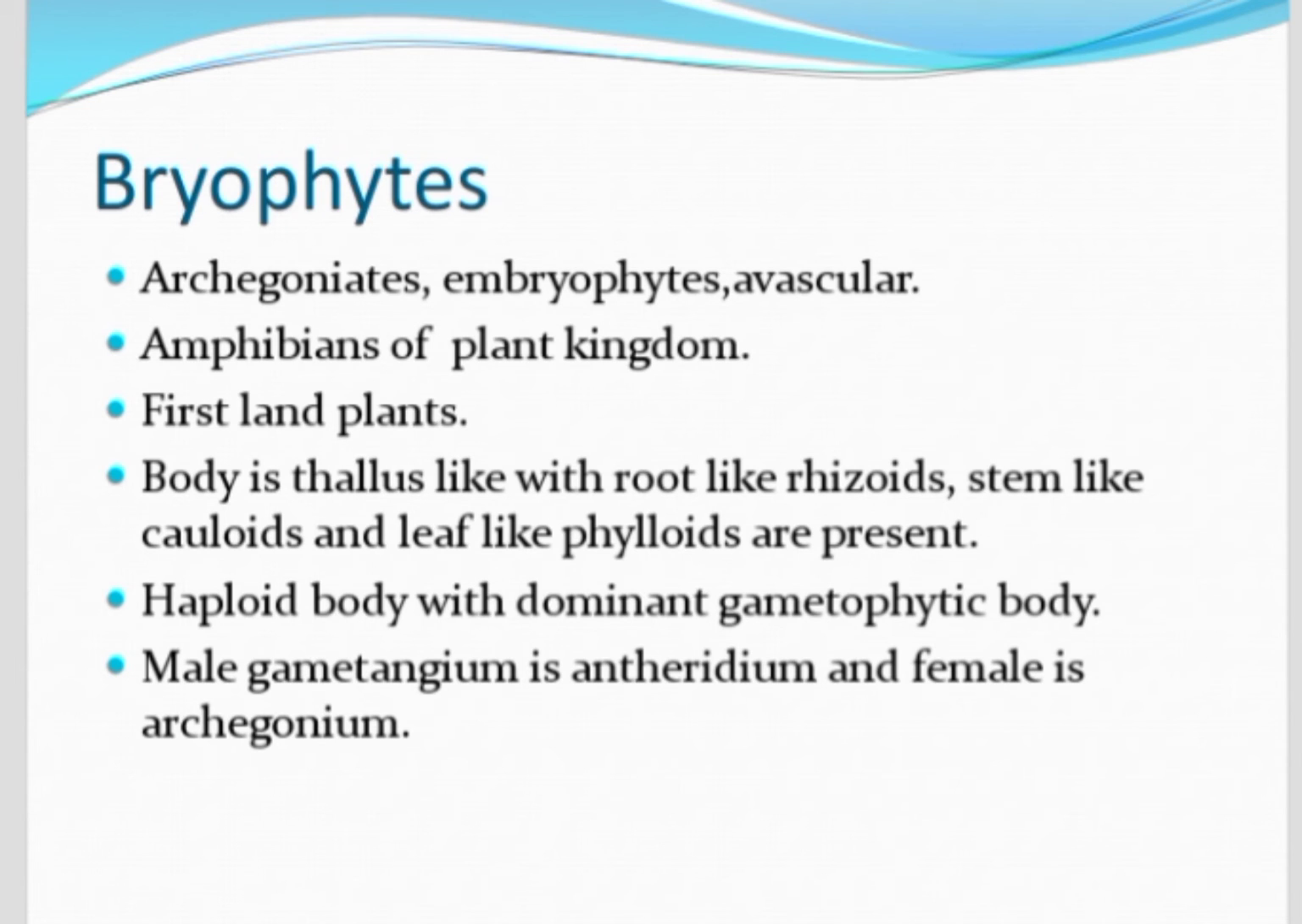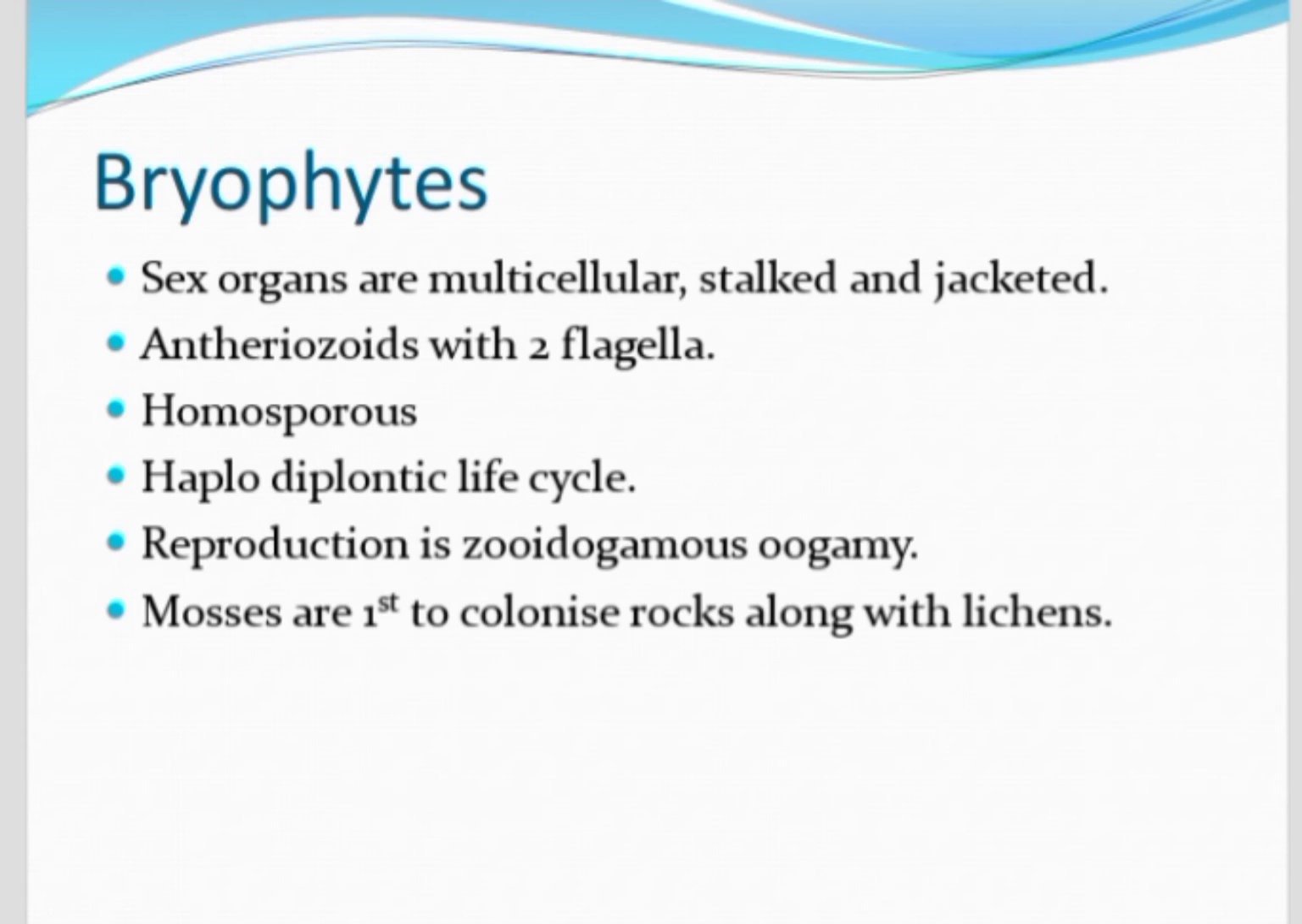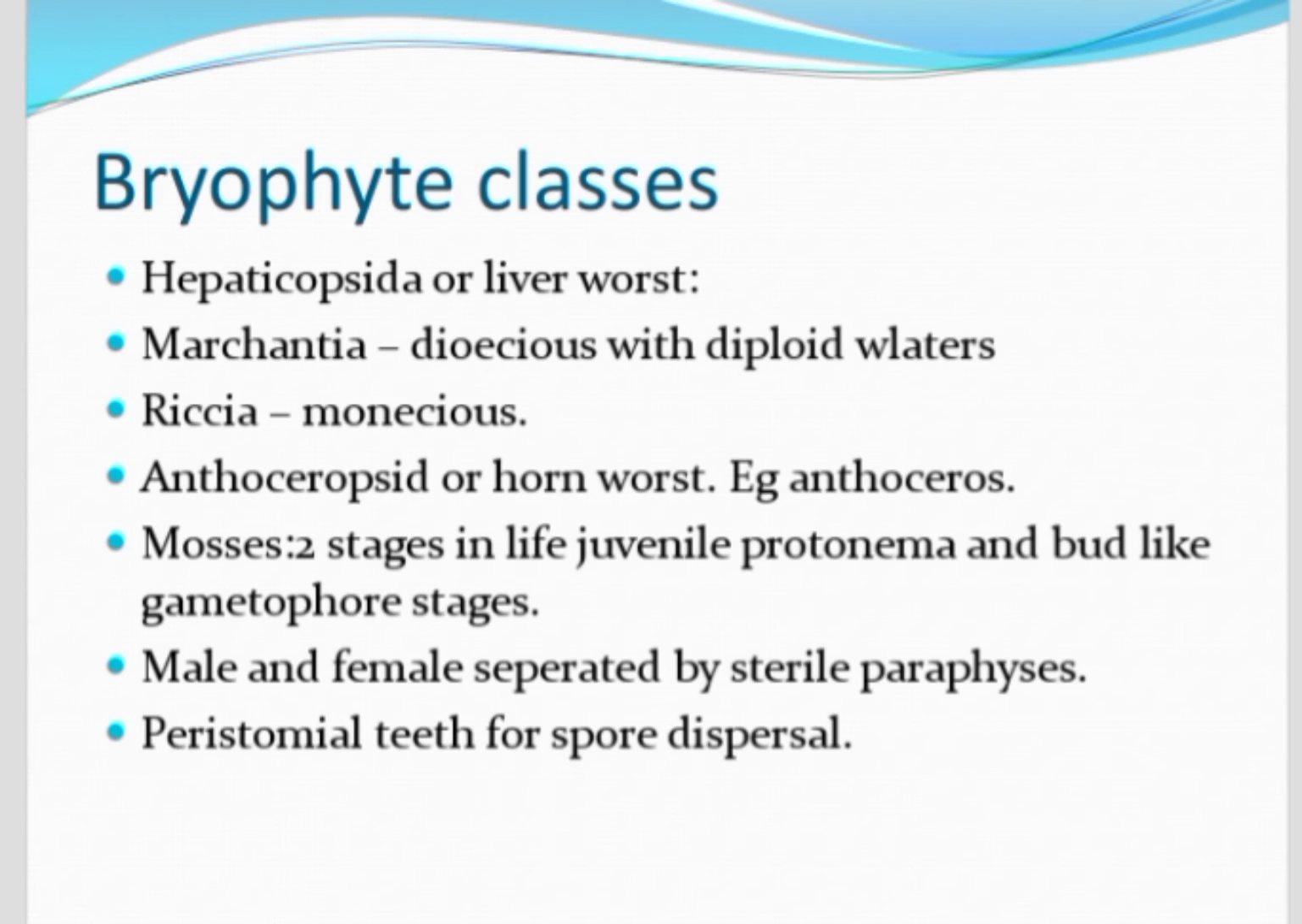The dominant plant body is the haploid gametophytic body, and that is why it has an undifferentiated body, with just root-like, stem-like and leaf-like structures. Sex organs are multicellular, stalked and jacketed. Important point: antherozoids have two flagella. Homosporous condition, the same type of spores, is seen. The life cycle is haplodiplontic. Reproduction is zooidogamous oogamy, which means water is required for the movement of antherozoids. These are the first organisms to colonize rocks.